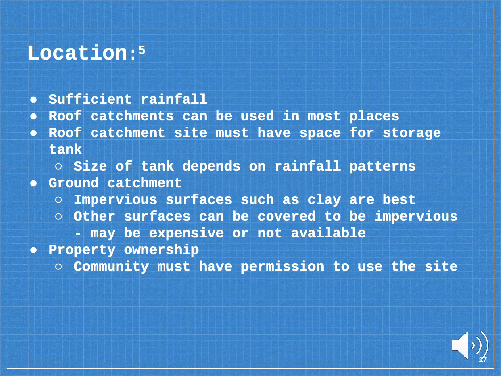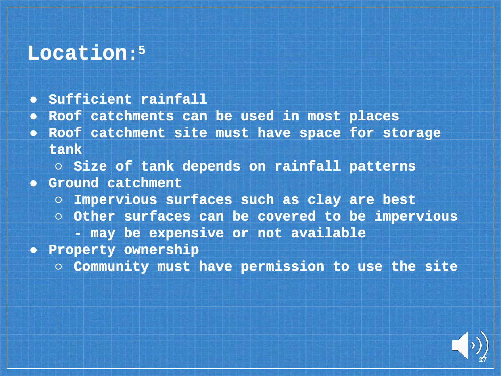And then for ground catchment, like Kat said, it's important to have impervious surfaces such as clay. And even though other surfaces can be chemically treated or they can be covered with impervious surfaces, that's not ideal because it might be expensive to do these processes and the materials needed might not be available in the local community. So it's best to just find somewhere that has clay or some other more impervious surface naturally.